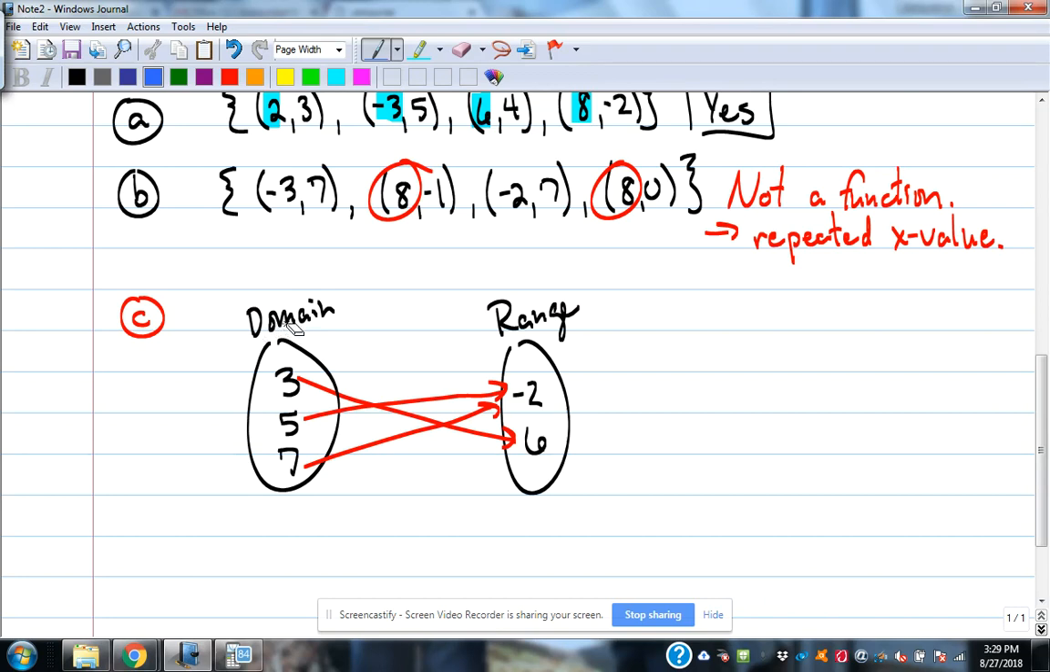Domain. Domain is x. So do any of the x values have 2 arrows coming from them? No. So that would be yes, this is a function.